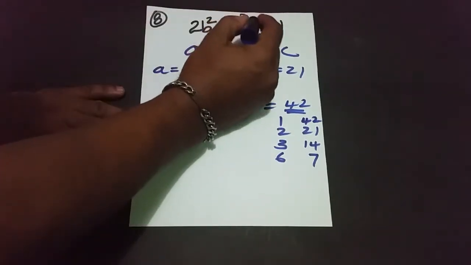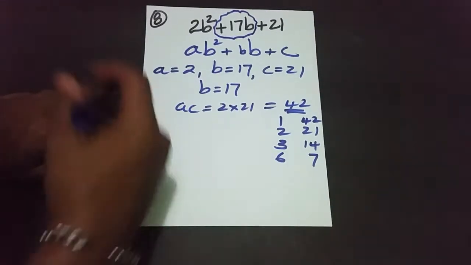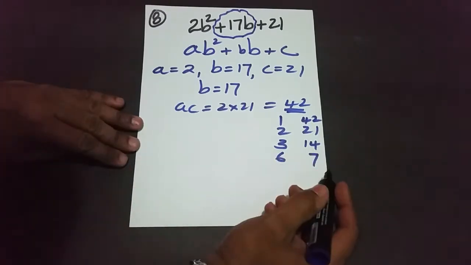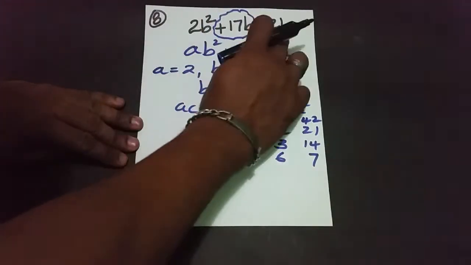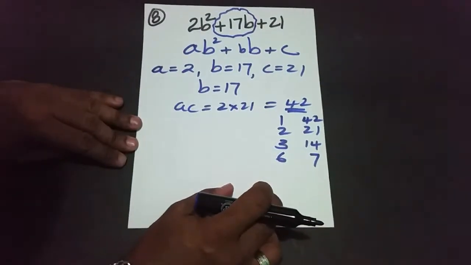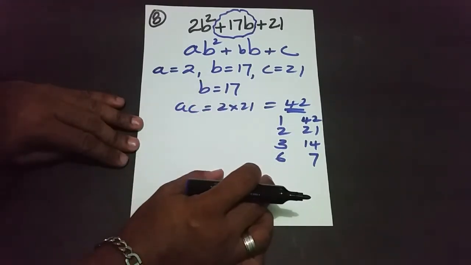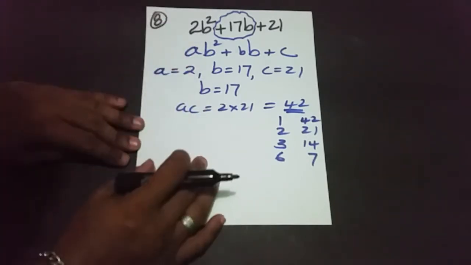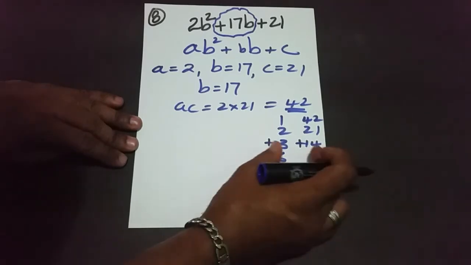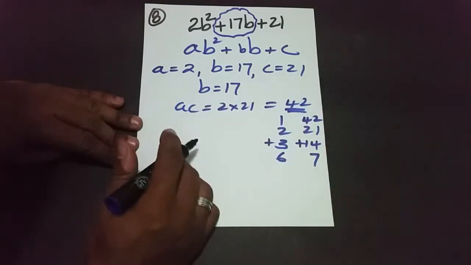So remember, it's all about breaking up the middle piece, so we can end up with 4 terms, so we can factorize by grouping and factorize this quadratic expression here. So the big question is this: which two numbers, and the fact that they're all positive helps us a lot, it makes life a lot easier, which two numbers when added together give us positive 17, and when we multiply them we get positive 42? That would be positive 3 and positive 14, because when you add 3 and 14 you get 17, and when you multiply 3 by 14 you get 42.